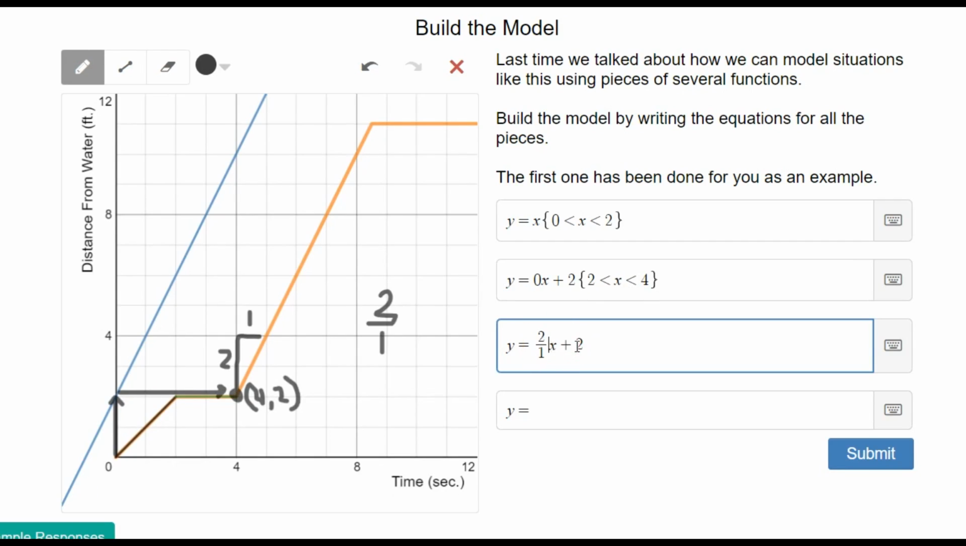The way I do that is I put parentheses around the x, and in here I do x minus 4. Okay, see how that bumped the line over 4 spaces? So that is now the graph that I want.